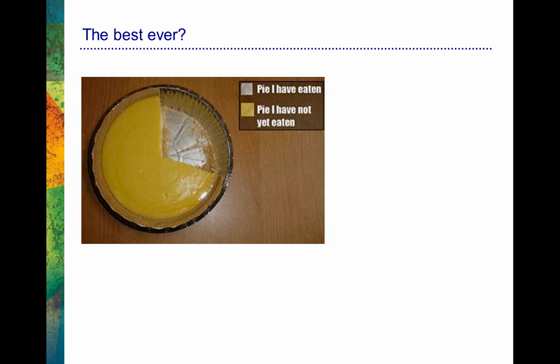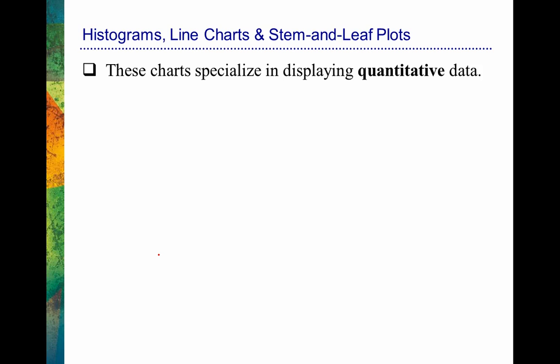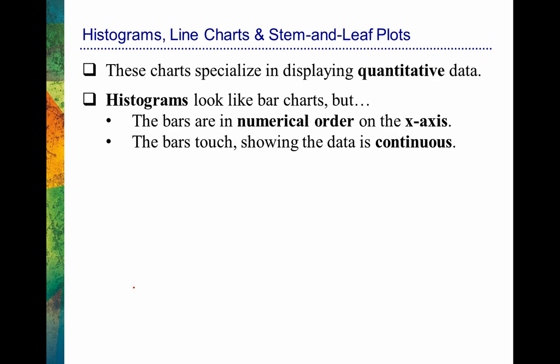All right, so let's talk about another kind of classification of charts and graphs, and we'll talk about these: histograms, line charts, and stem and leaf plots. And the thing that makes these graphs and charts a little bit different is they really specialize in dealing with quantitative data. Remember, when we're dealing with quantitative data, we have data that has numerical meaning. There's a quantity involved. Let's talk about histograms first.